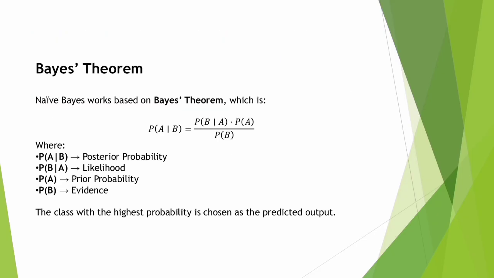Naive Bayes works based on Bayes' theorem, which is P of A given B equals P of B given A times P of A divided by P of B, where P of A given B is the posterior probability and P of B given A is the likelihood. P of A is the prior probability and P of B is the evidence. The class with the highest probability is chosen as the predicted output.